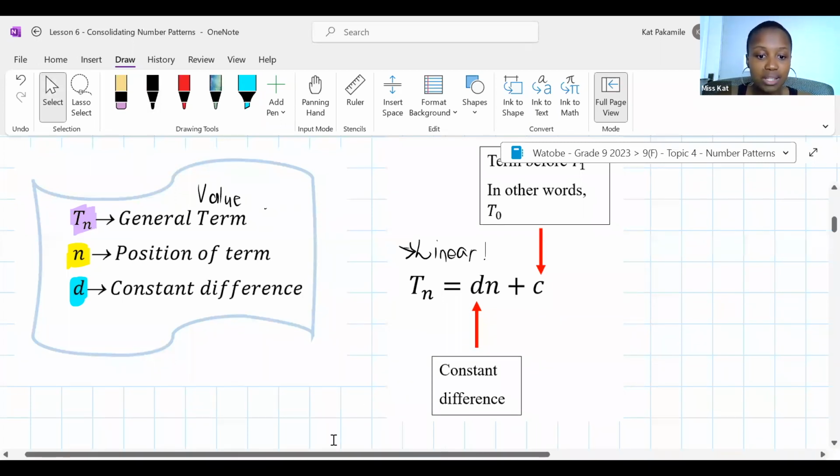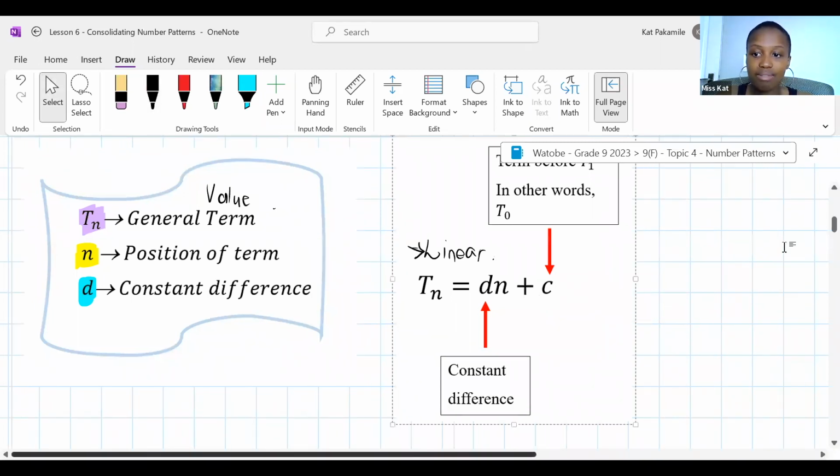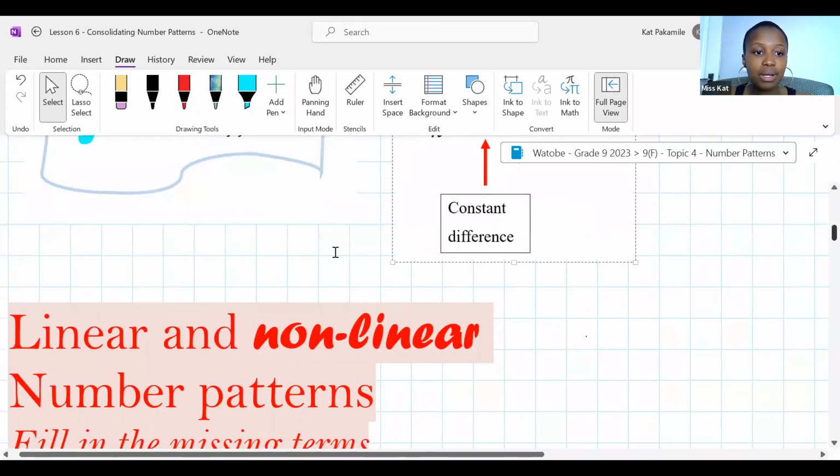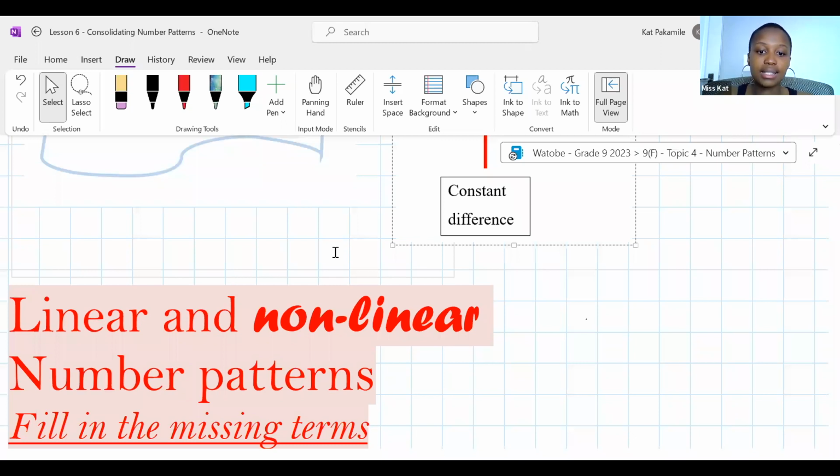Okay, nobody has raised their hand, so I'm guessing everyone is with me. Cool. Now, we're going to revise linear and non-linear number patterns. Emphasis on non-linear. You first have to check whether a number pattern is linear or non-linear.